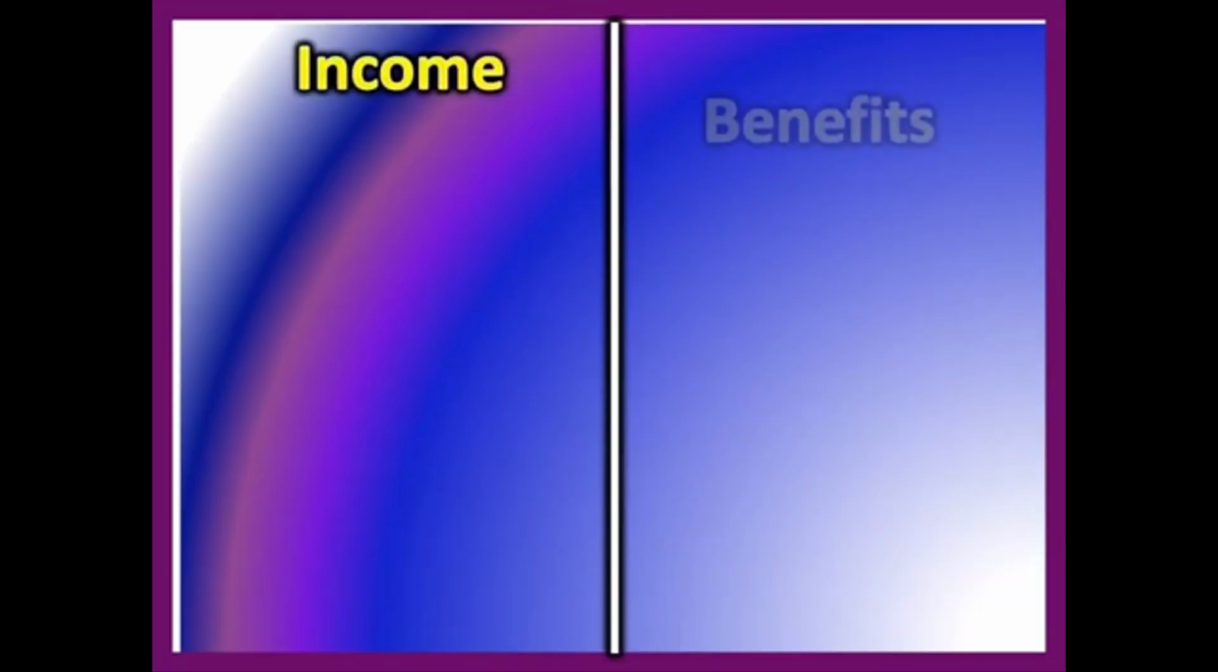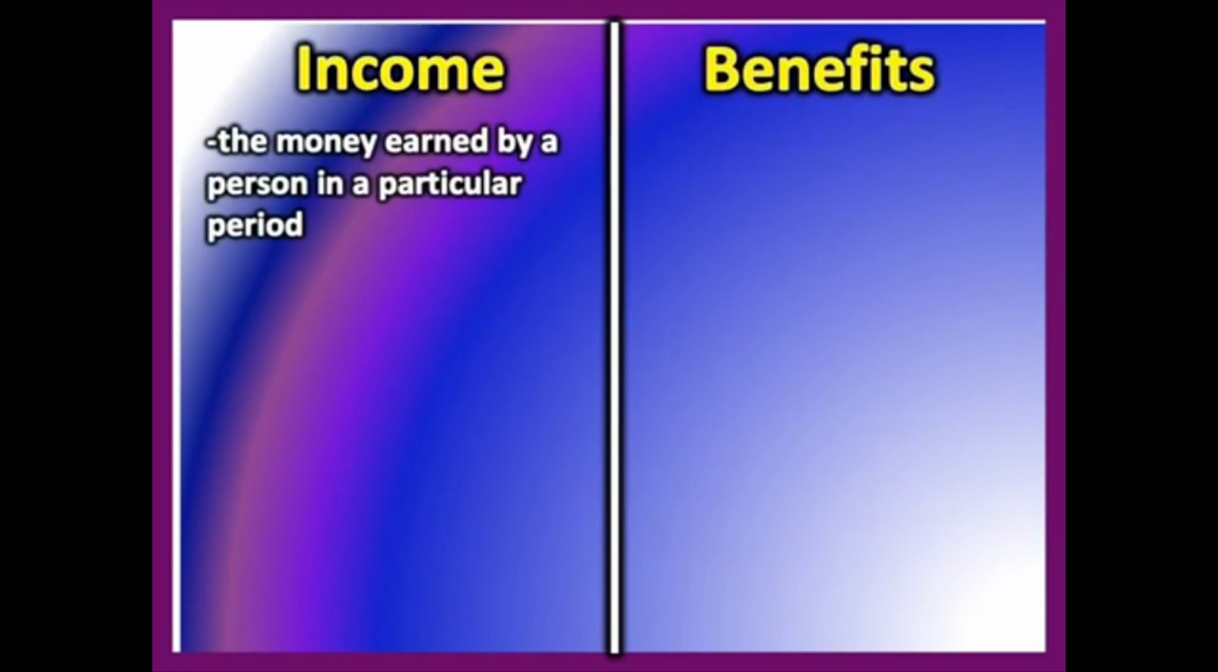So let us now proceed to income and benefits. Income is the money earned by a person in a particular period. It can be salaries or wages. Some may earn it from doing a job and some by investing in entities like businesses, stocks, or banks. So the source of income also differs depending on the nature of work of an individual.